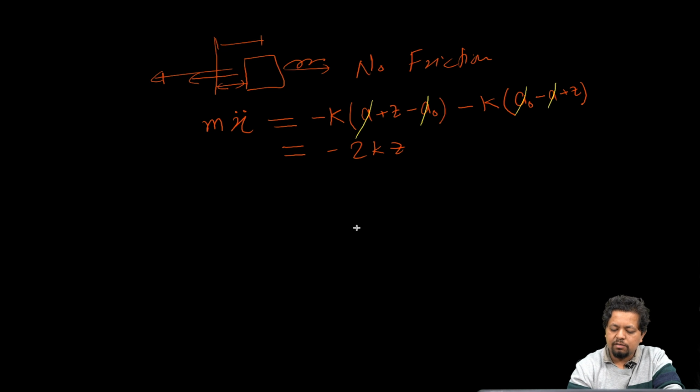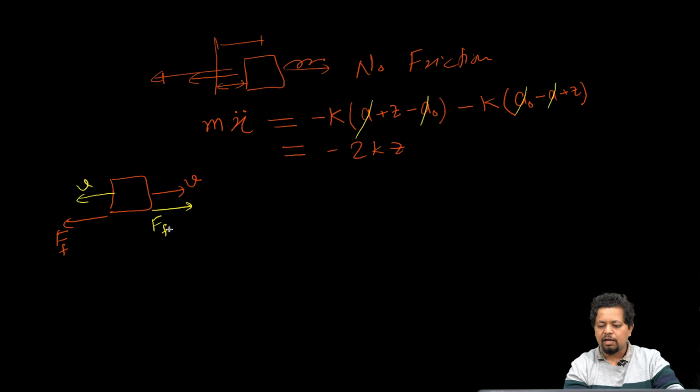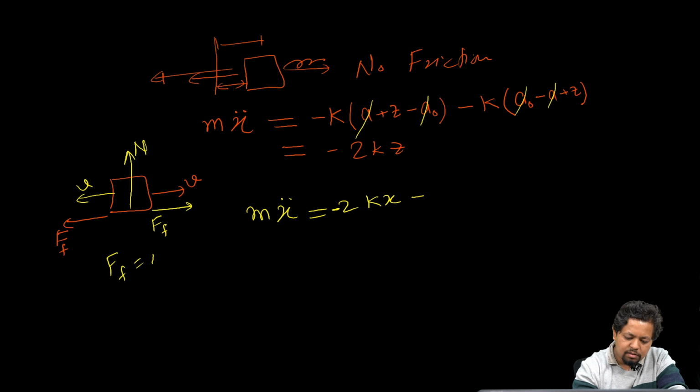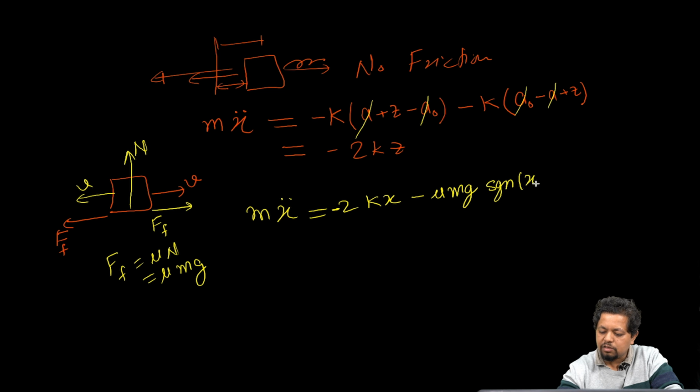Now when we add friction, the friction force always acts opposite to the velocity. If the mass is moving this way, then the friction force is acting in that direction, and if the mass is moving this way, then the friction force is acting in the other direction. So the friction force is always opposite to the motion, and that only requires adding a correction. So my equation becomes m x double dot equals minus 2kx, which is the spring force, plus the friction force, which is always opposite the direction of velocity. The friction force magnitude is mu N, which is mu mg. So it's minus mu mg, multiplied by a signum function of x dot.